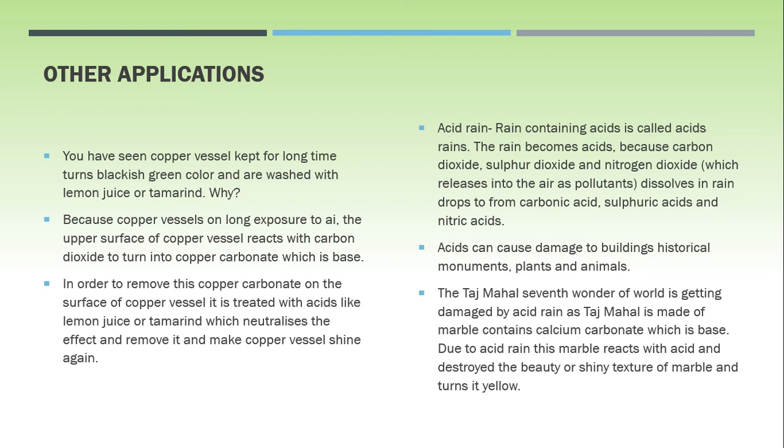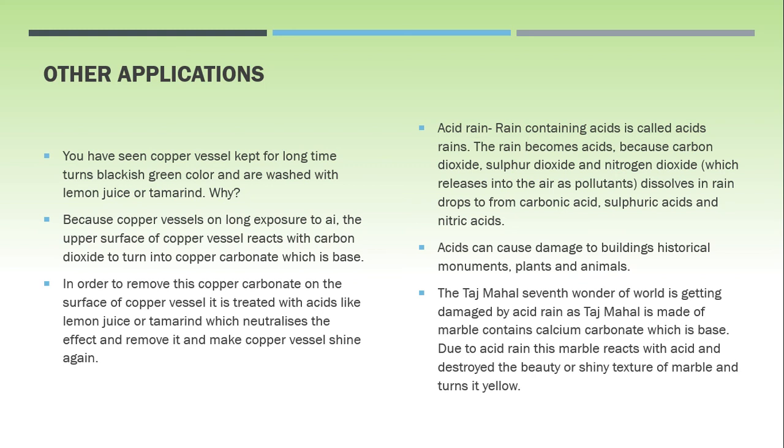Now, what happens if it is acid rain? Acid rain will cause damage to our buildings, historical monuments, and also plants and animals. So these acid rains are not good. It will damage plants, animals, historical monuments, and so on. A dangerous effect of acid rain we have seen on the Taj Mahal. The Taj Mahal, which is a wonder of the world, is getting corroded. It is getting destroyed because of the acid rain.